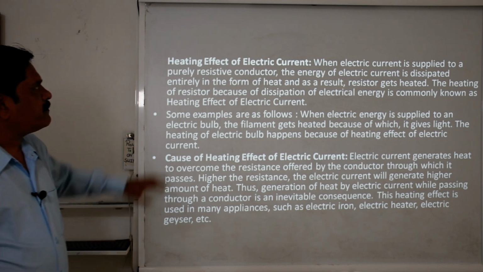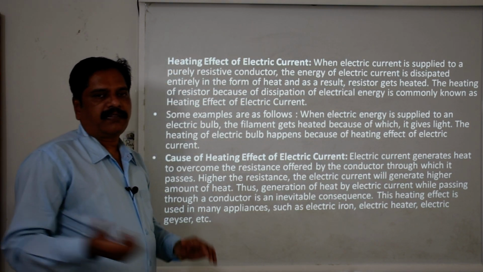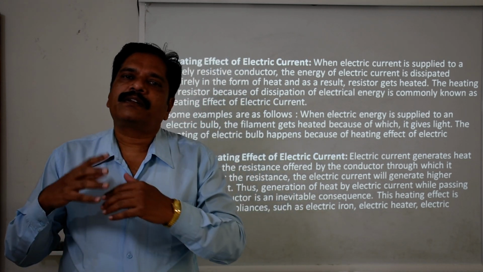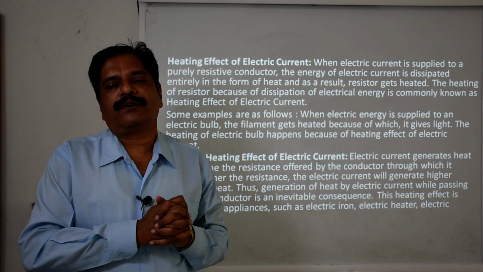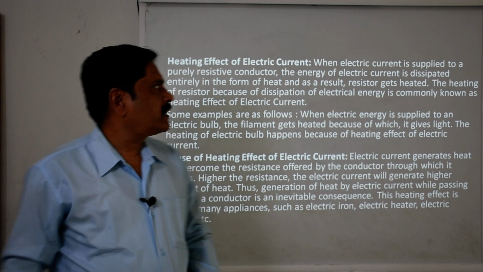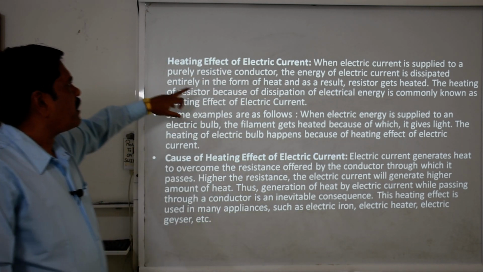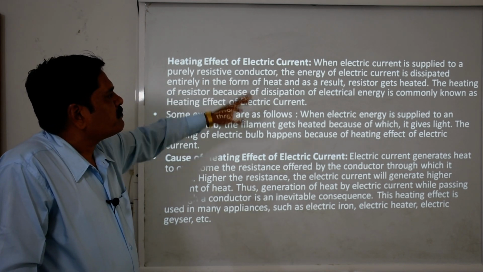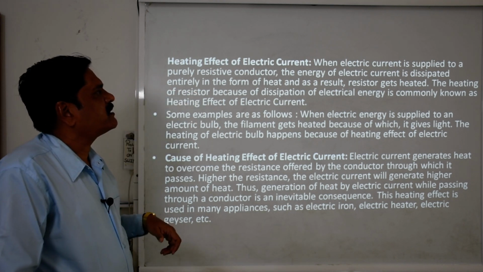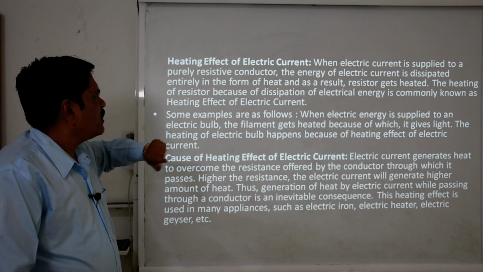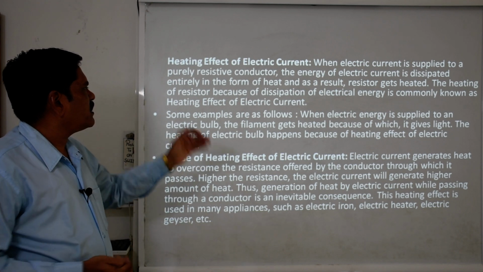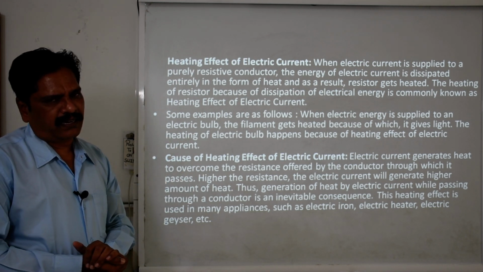Now moving forward, that is the heating effect of the electric current. As I told you, when electric charges flow, they are obstructed by the material, and this is responsible for developing heat energy. So when electric current is supplied to a purely resistive conductor, the energy of the electric current is dissipated entirely in the form of heat, and as a result resistors get heated. The heating of resistors because of the dissipation of electrical energy is commonly known as the heating effect of the electric current.